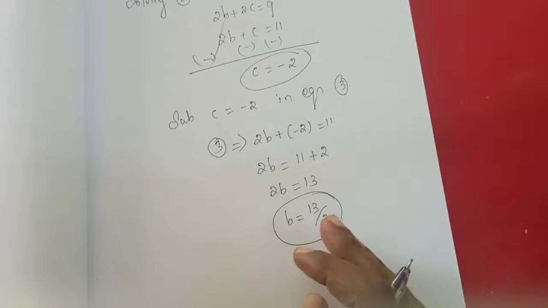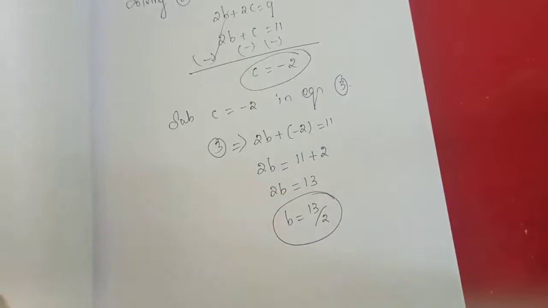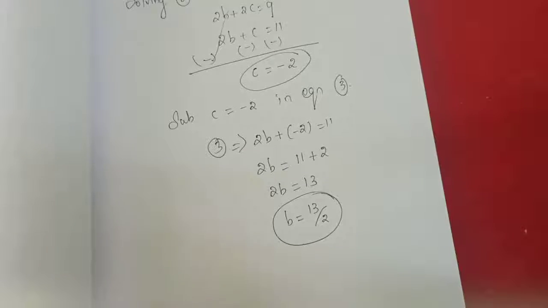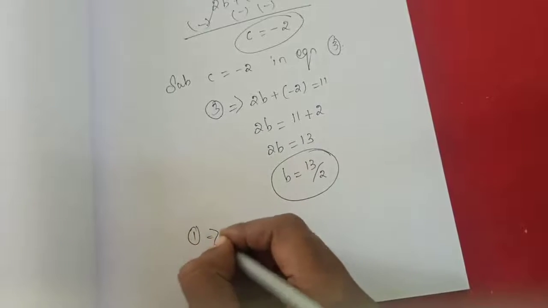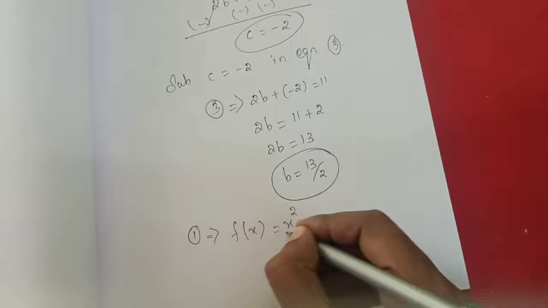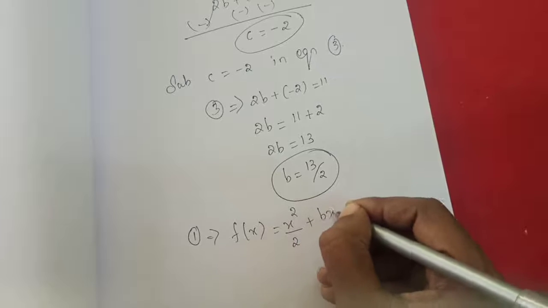Now you got the value for b and c. Now if you substitute the value in equation number 1, you will get that. Substitute this in equation number 1. What is equation number 1? I am writing equation number 1 again. f of x equal to x square by 2 plus bx plus c.